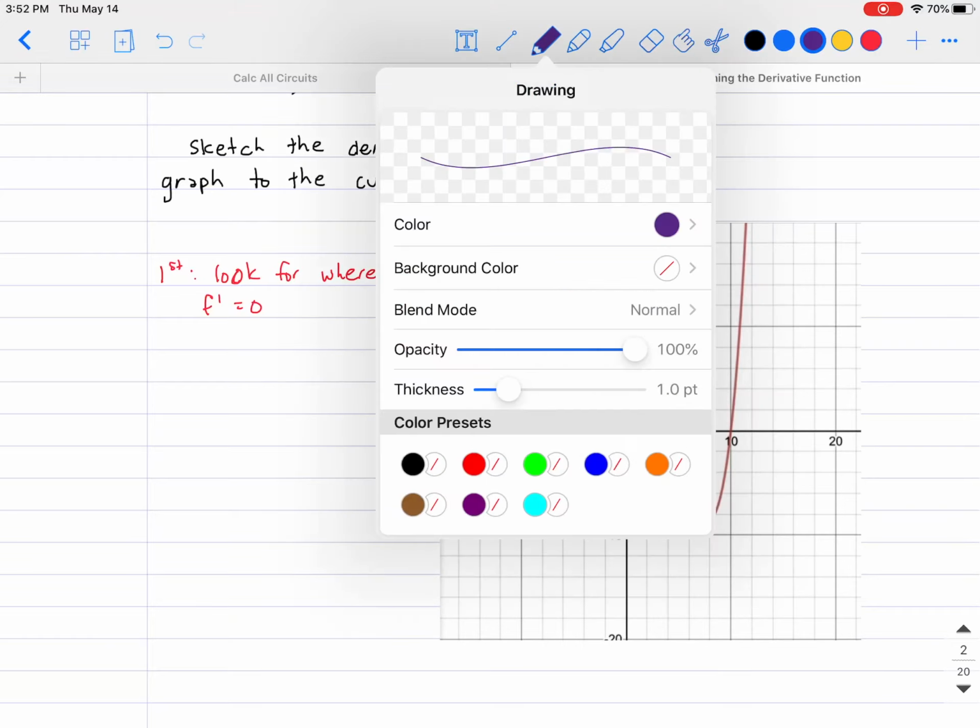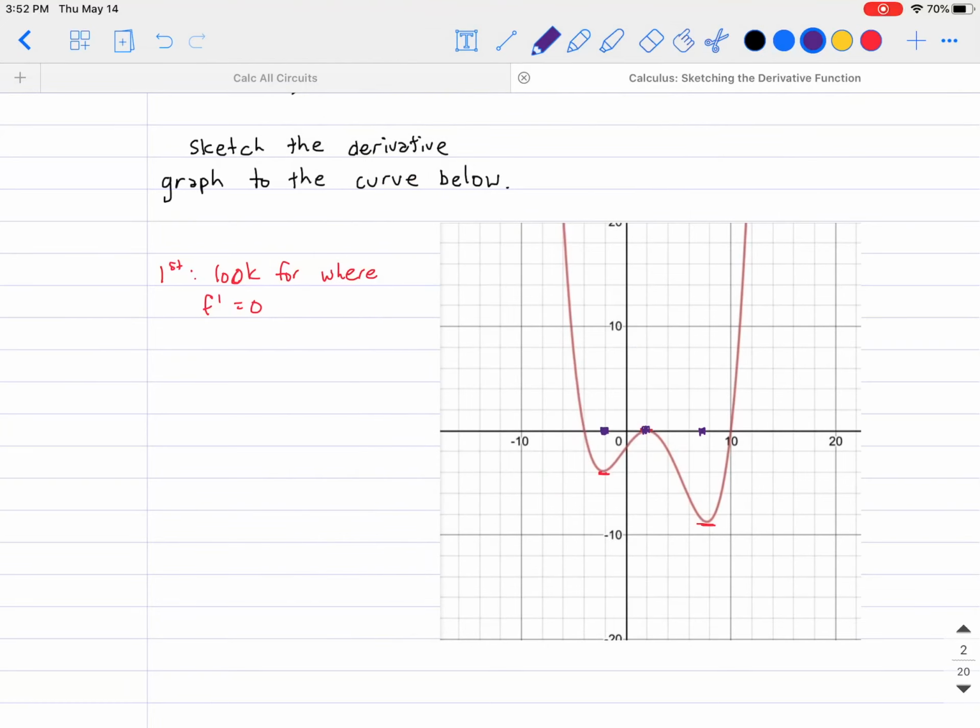Look for the second part. Where is it increasing and where is it decreasing? Let me write that here. For the second part, we want to look for the following. If f is increasing, then f prime is greater than 0. And similarly, if f is decreasing, then f prime is going to be less than 0. So we're just going to apply what we said earlier.